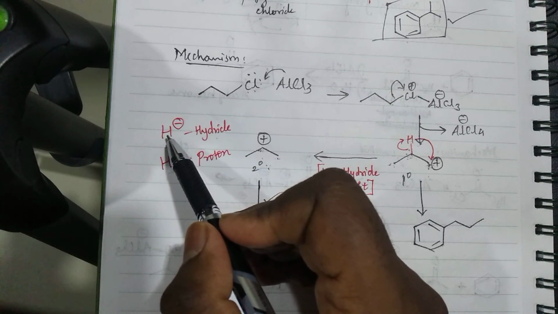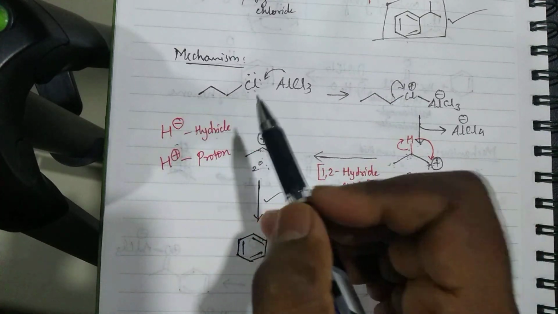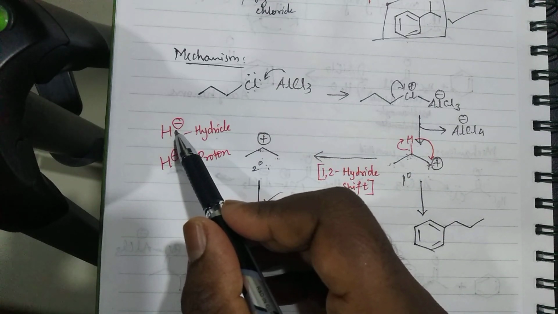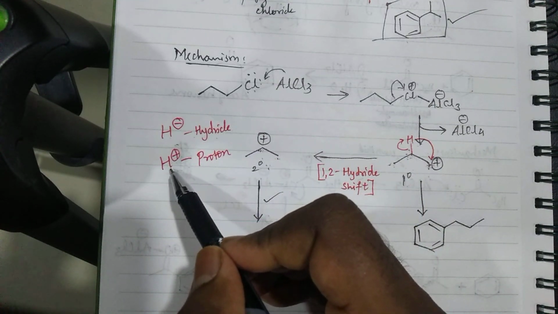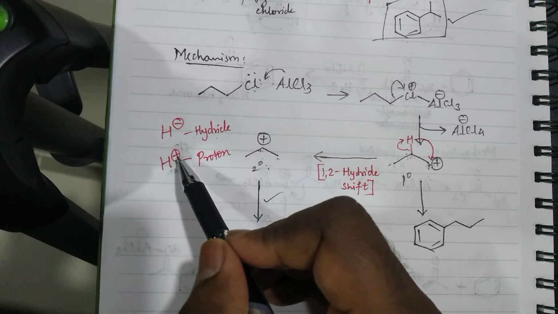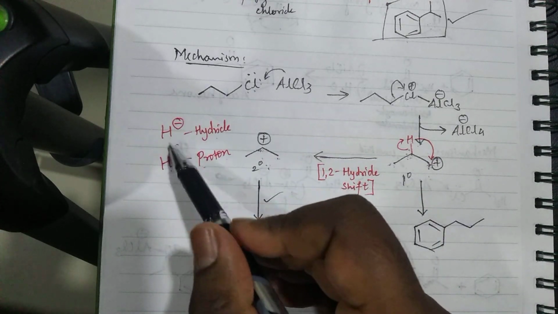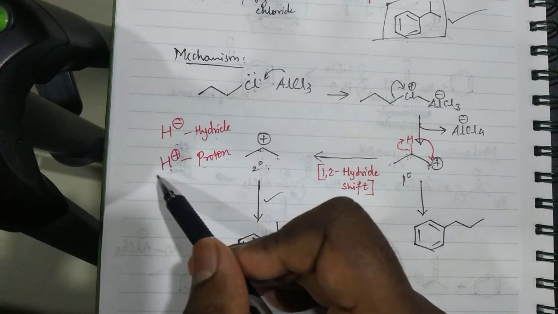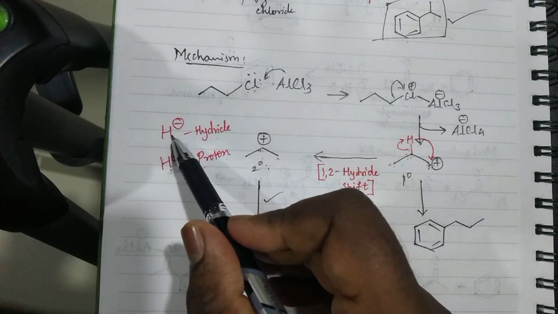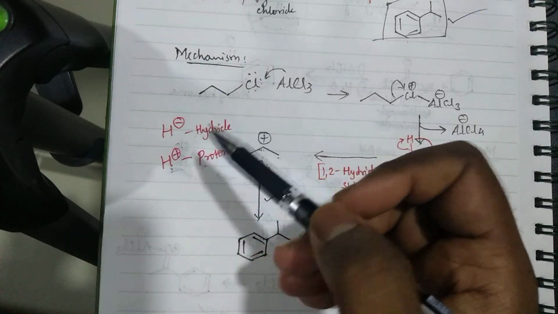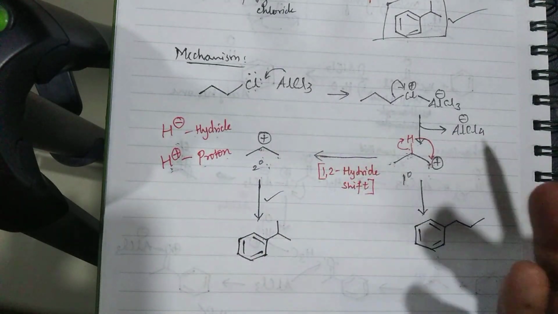What is a hydride? Hydride is a hydrogen atom with one extra electron. Hydrogen with one extra electron is called a hydride. Hydrogen atom with one electron less is called a proton. So these two are two different species. This looks like an electrophile, this looks like a nucleophile, just for those who understand electrophile and nucleophile terminologies in detail.